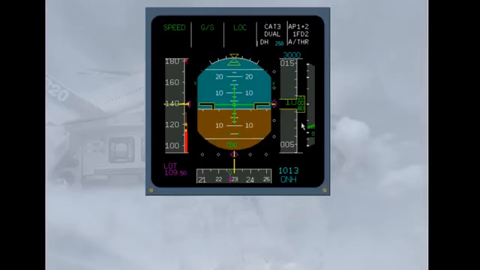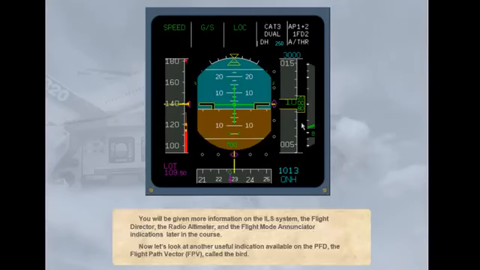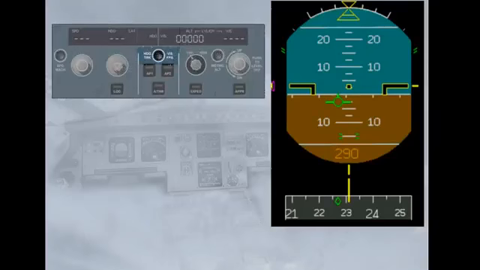Now, let's look at another useful indication available on the PFD. The flight path vector, FPV, called the bird. The flight path vector can be displayed on the PFD by pushing the Track Flight Path Angle button on the FCU. It shows you what the aircraft is doing in relation to the world. It is an indication of the aircraft flight path. It is not a director.